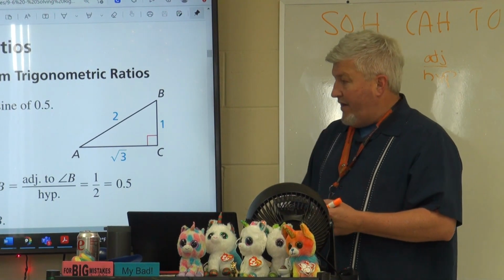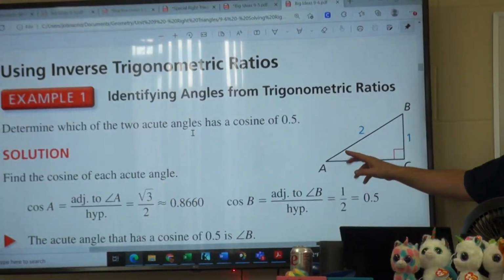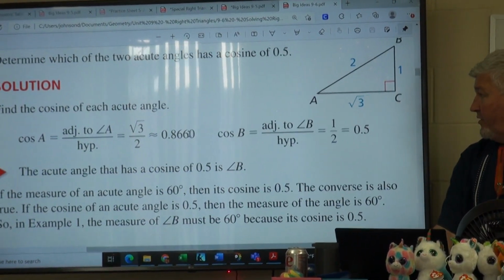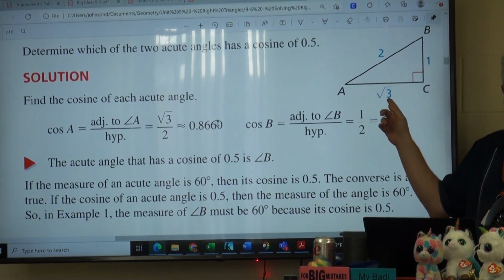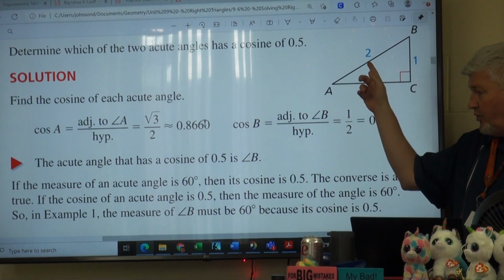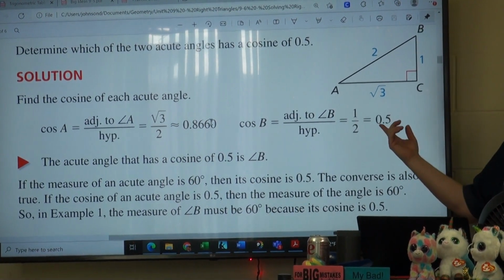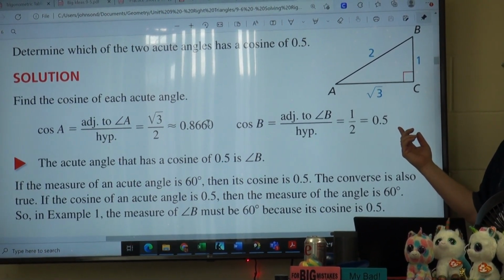Okay? So it says down here, they also found the other one, the cosine of angle A. Let me slide it up a little bit. Cosine of angle A is square root of 3, which is the adjacent, over 2, which they converted to a decimal, 0.8660. And then, of course, here's your cosine of B, which is 0.5. Okay?